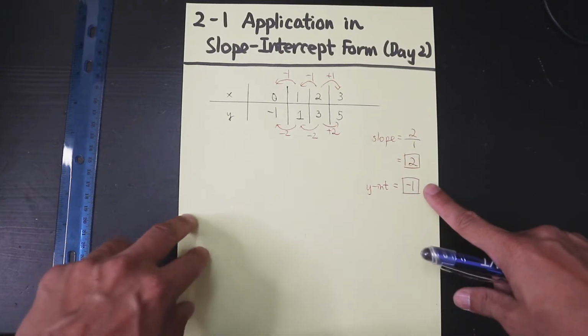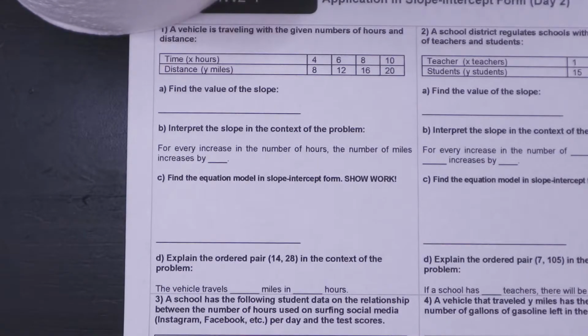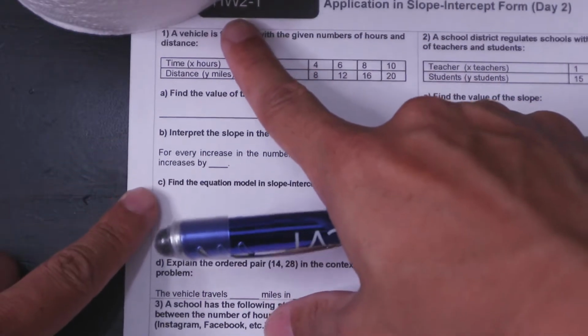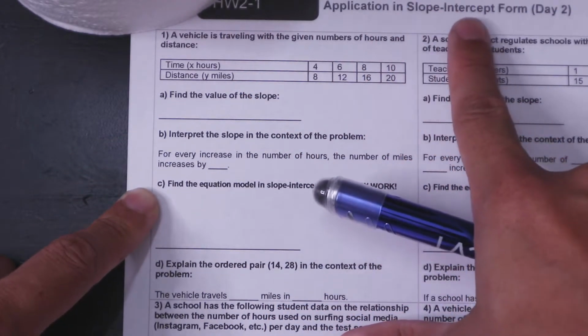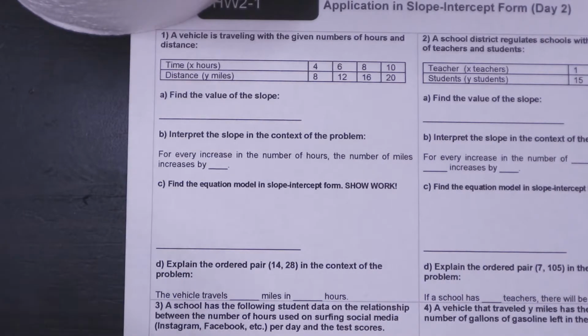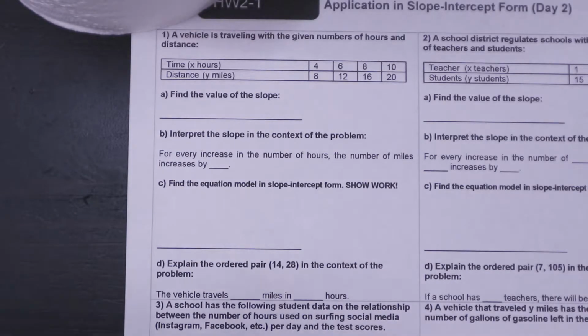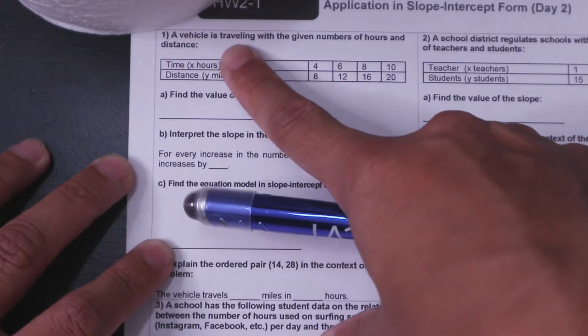Okay, that's pretty much it for this lesson. Let's move on to our homework. On your homework today, we're going to work on homework 2-1 applications in slope-intercept form day 2. I'm zooming in on the worksheets right now, and I'm using a tissue roll to hold the paper. But let's take a look at how to do number 1 together.